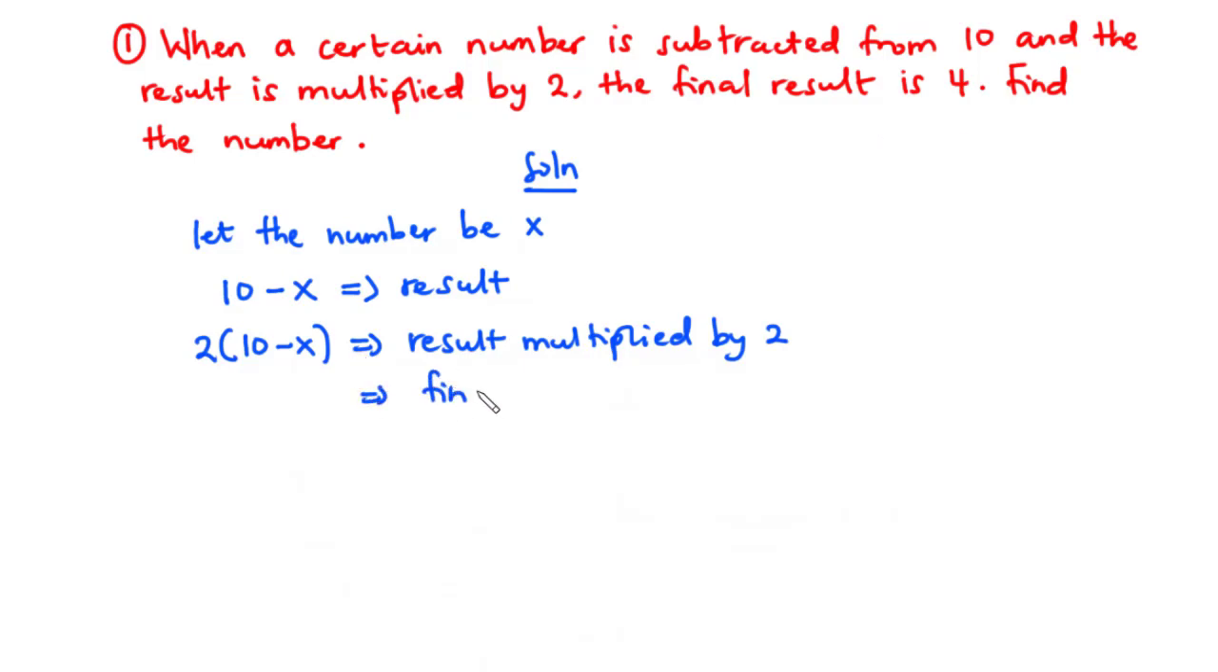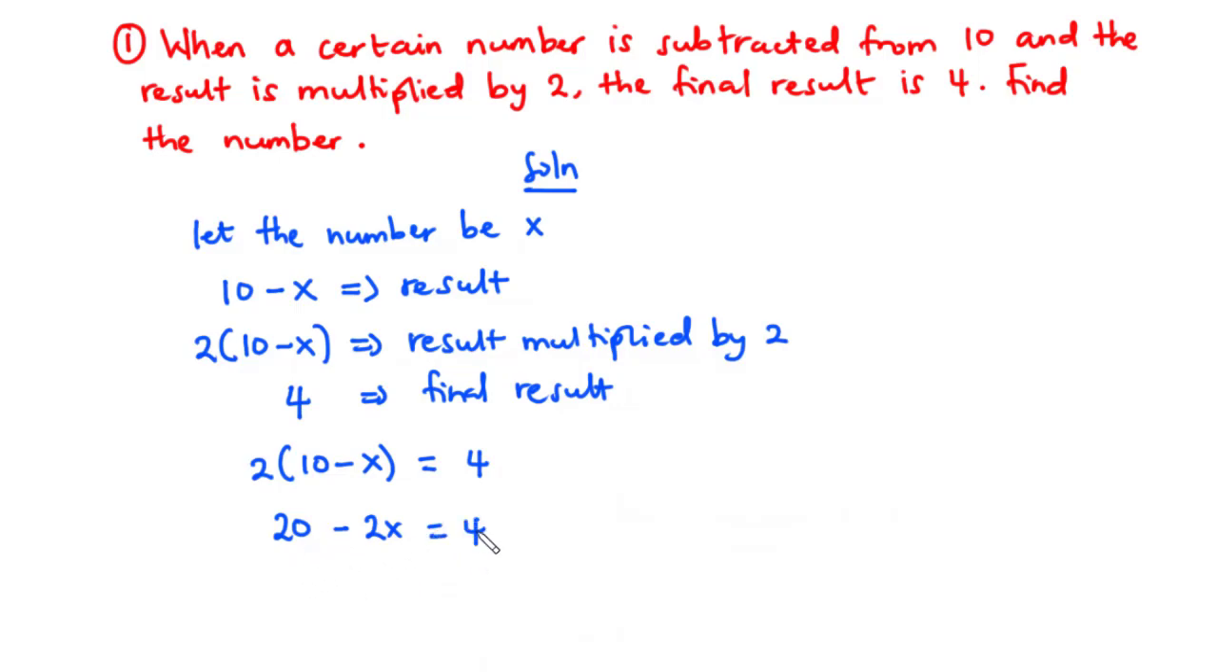So the final result is 4. Now, if the final result after multiplying 2 by 10 minus x is 4, then it means that 2 times 10 minus x is equal to 4. So we've been able to form the linear equation. Now we can solve for x. Let's multiply 2 across. 2 times 10 we have 20. 2 times x we have 2x equals 4.